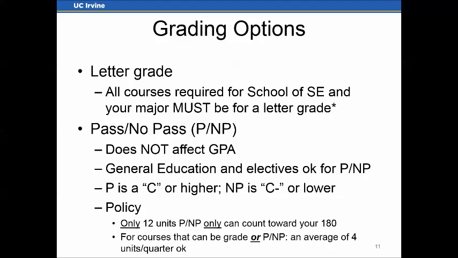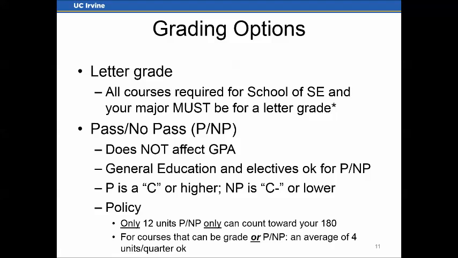If you need more clarification on that, you can always refer to the catalog, or you obviously can come in and talk to us so we can give you more of a detailed explanation. But that is really what the crux of the policy means. Now, down here, the policy, you're only allowed to take 12 units, in other words, 3 classes, that are only a pass, no pass option towards your 180.